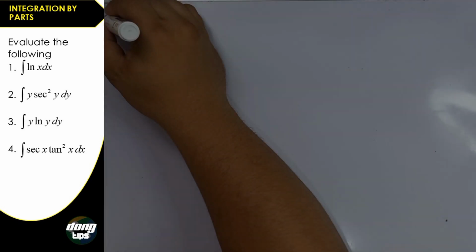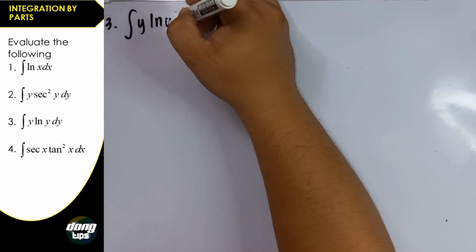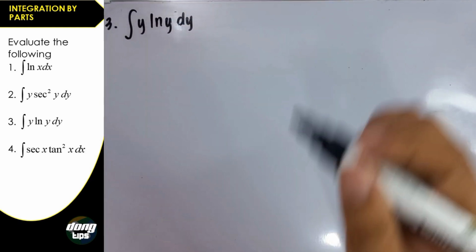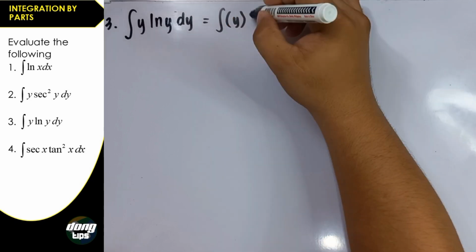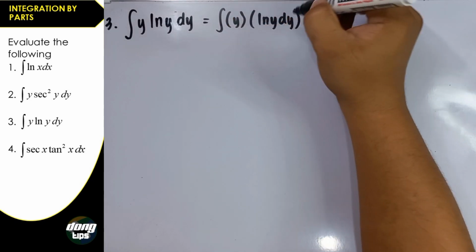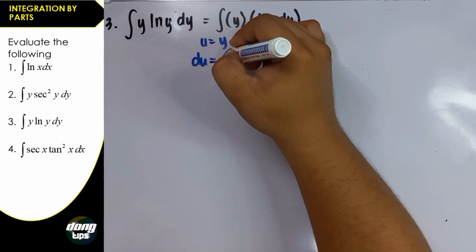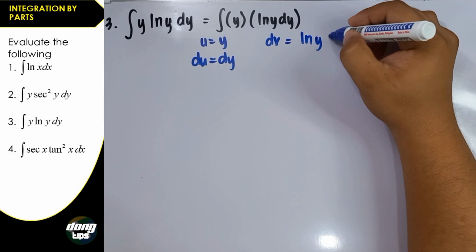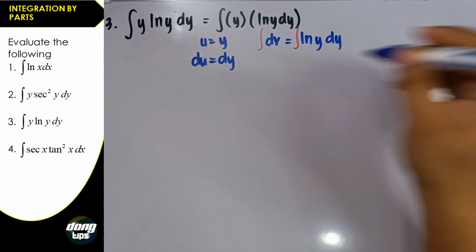For the third item, integrate y times ln of y dy. Important tip, in dealing integration by parts, it is best to determine first what are the two parts, u and dv. Assign u equals to y, its derivative is dy. Then, dv is equals to ln of y dy. Integrate to get function v, that is y ln of y minus y.